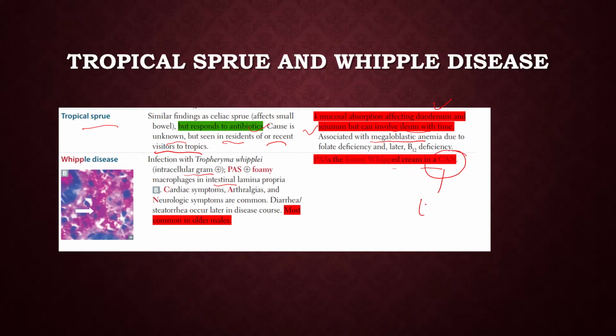C for cardiac, A for arthralgia, and N for neurologic, right? So, neurological symptoms; three things: CAN, cardiac, A for arthralgia, and N for neurological symptoms. Diarrhea and steatorrhea occur later in the disease course, most common in older males.